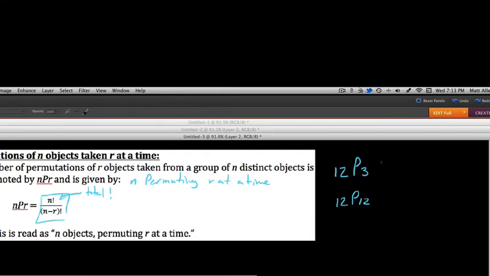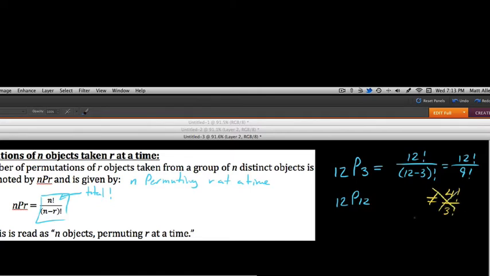So taking a look at this 12 permute 3 example that we just did, this would have come out to be 12 factorial over n minus r, so 12 minus 3 factorial, which comes out to be 12 factorial over 9 factorial. Now, I want to be really careful here. 12 and 9 share a common factor of 3, so wouldn't this be 4 factorial over 3 factorial? This is not true.